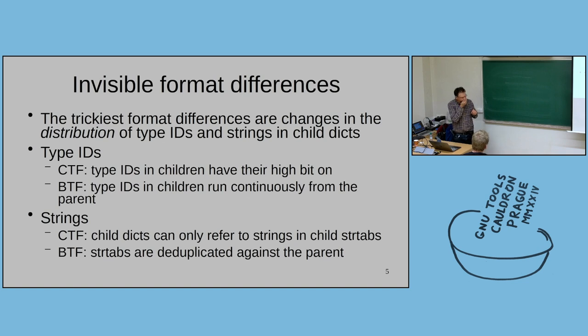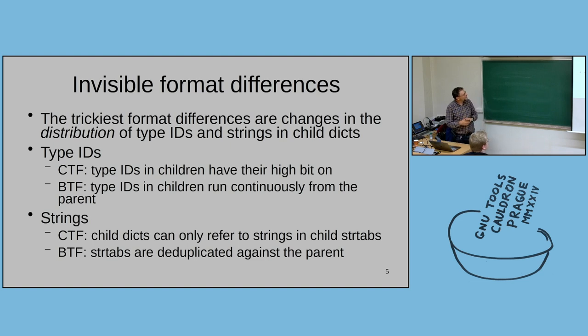There are a couple of things called invisible differences, which are different because you can't tell them from the format, and it's to do with the way things are distributed between parents and children, or for BTF's case, between split BTF and vmlinux. For CTF, we had a scheme where whenever you put a type in a child, you flip on its type ID bit. BTF just says, well, you fill out the parent, and then you fill out all the split BTF starting from the last type in the parent. It's a very different type ID scheme now. Adapting that was quite painful, but I've already written the code and it works.